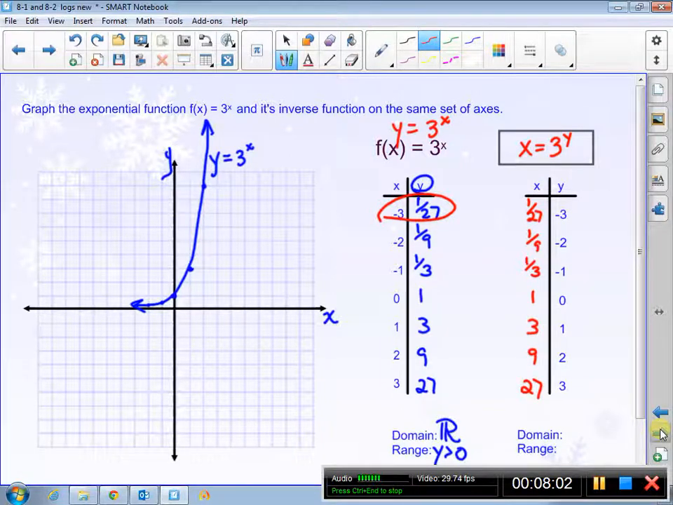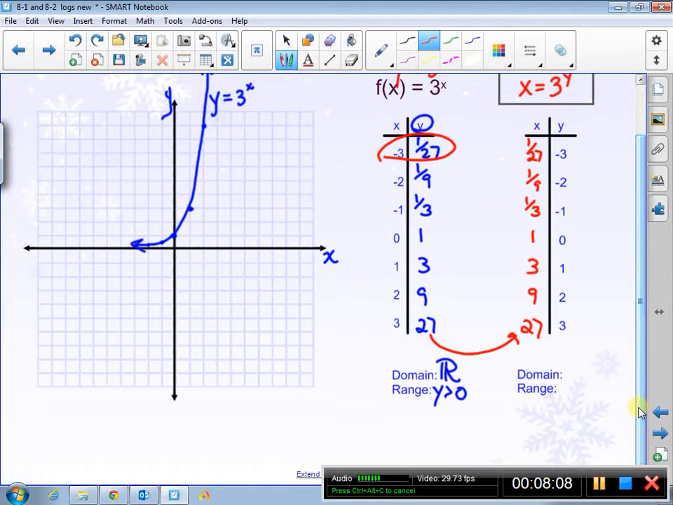I'm just copying into the x column exactly what I see in the y column. Easy peasy lemon squeezy. Also, we know the domain of our function becomes the range of our inverse, and the range of our function becomes the domain of our inverse, but we need x's greater than 0. Okay.